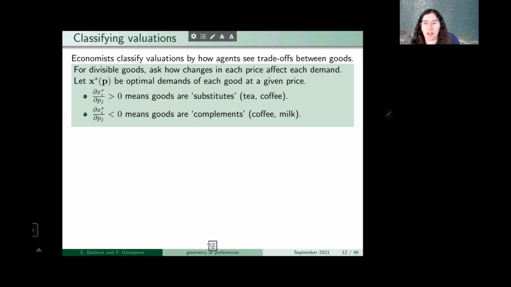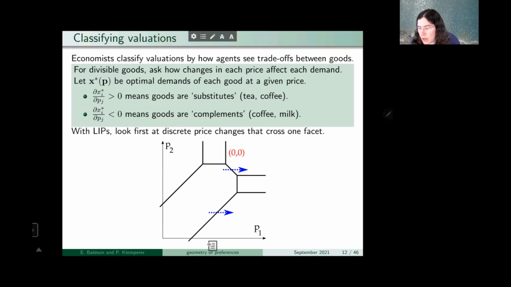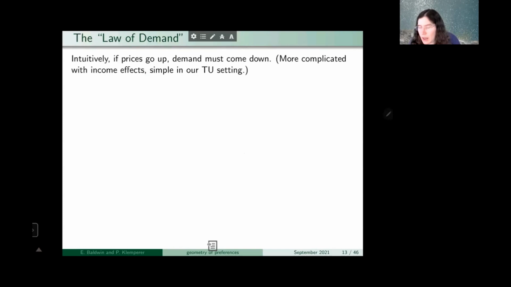How does this map across to our world of indivisible goods? Well, first, we're going to look at discrete price changes that only cross one facet. So what happens with them? We know that facet normal times weight equals change in demand. We're also going to overlay with this what we call the law of demand. So this is a sort of common textbook result, which is based on the idea that if prices go up, demand must come down. Now, if you teach microeconomics, then you'll know that you can have Giffen goods, so sometimes it's more complicated than that. But you should also know that Giffen goods arise due to income effects, and we're not going to have those in our transferable utility settings, so things are going to be nice and easy.